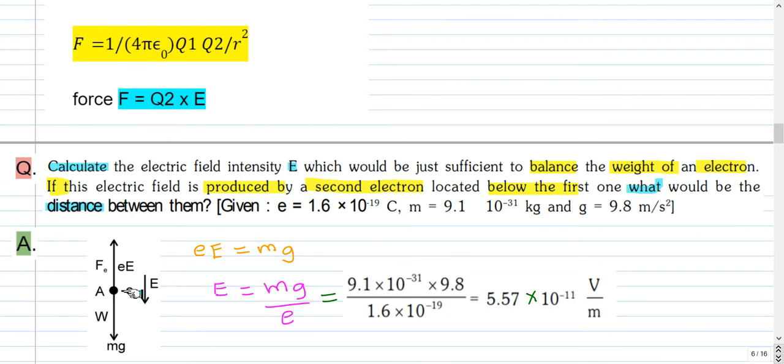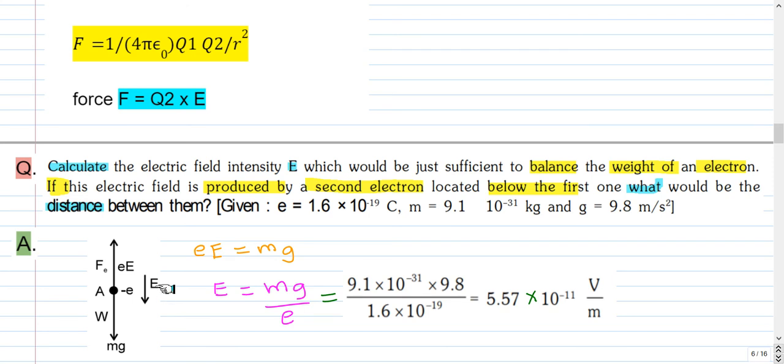So drawing the free body diagram of the electron, the forces acting on it will be its weight mg, and we have to apply the electric field so that the force due to this electric field will balance this weight. So the direction of the electric field has to be downwards, because the force acting on a negatively charged particle will be in the direction opposite to the electric field.